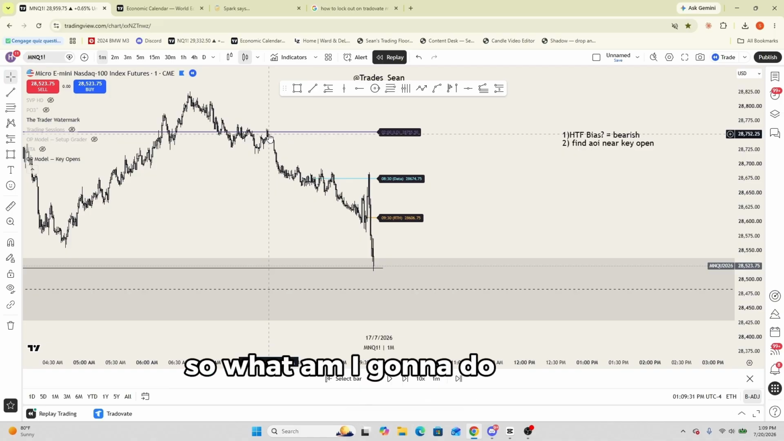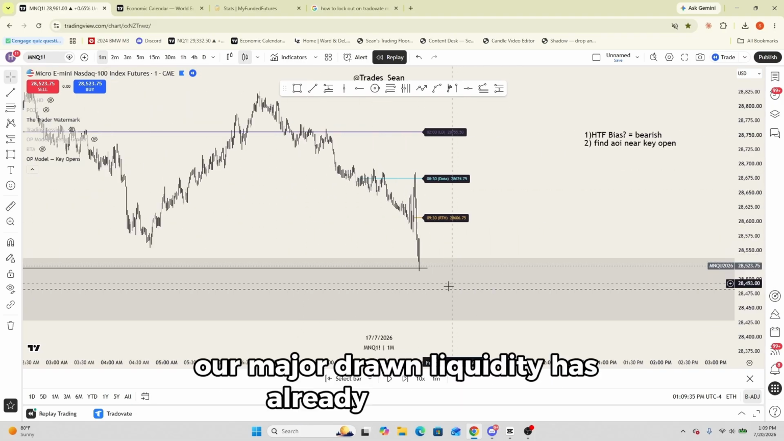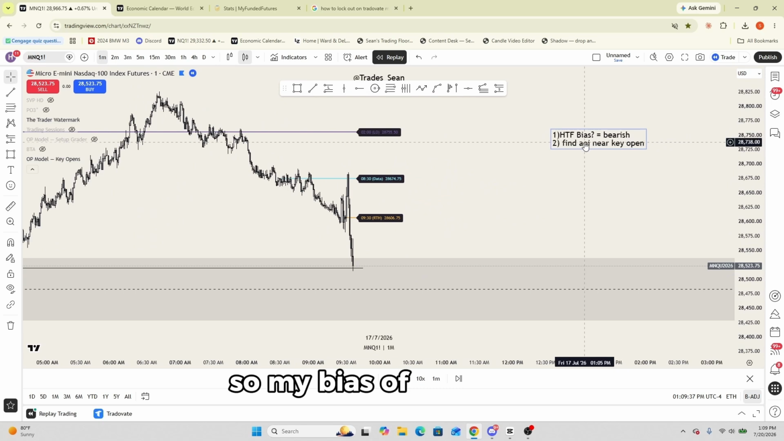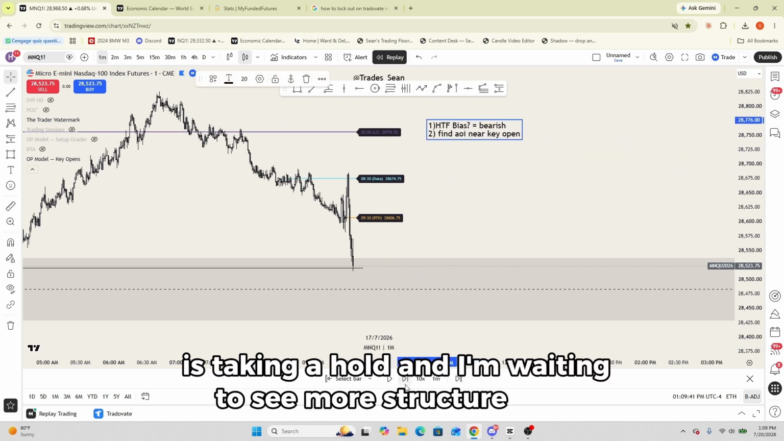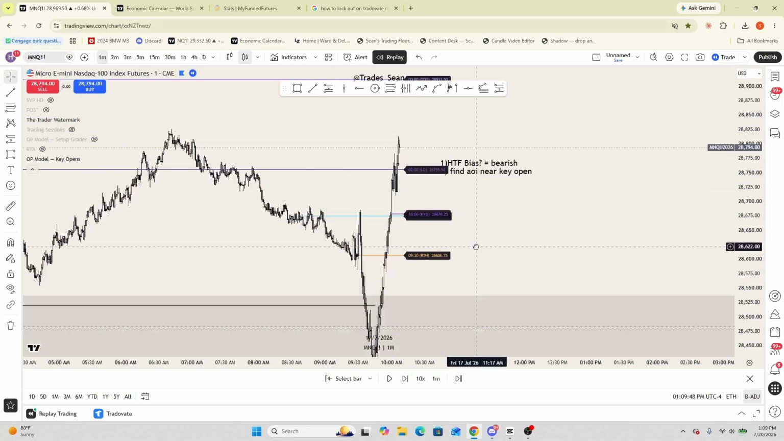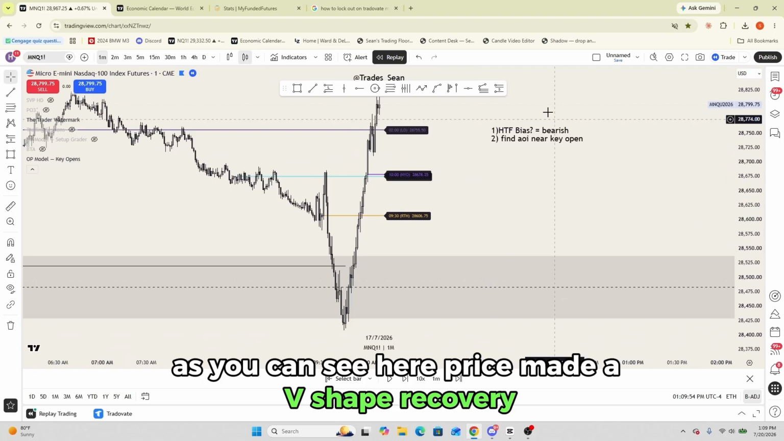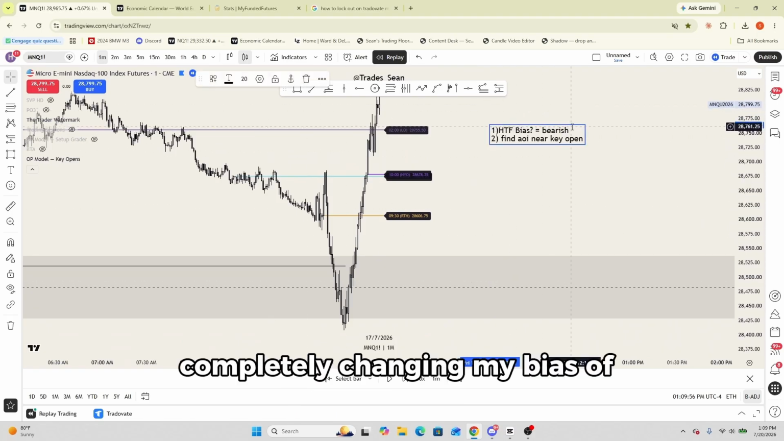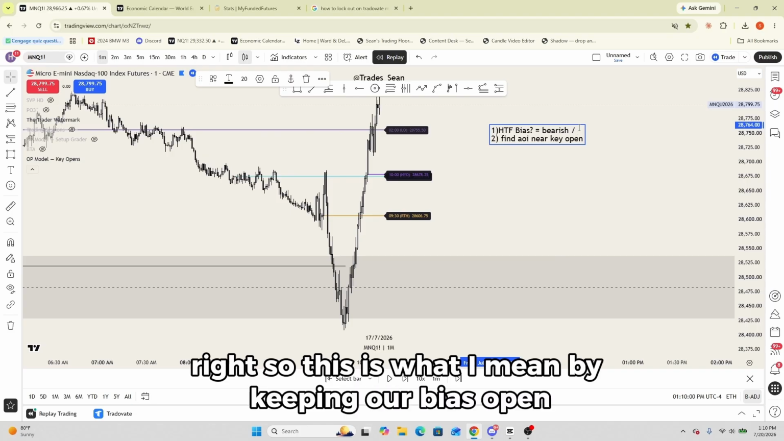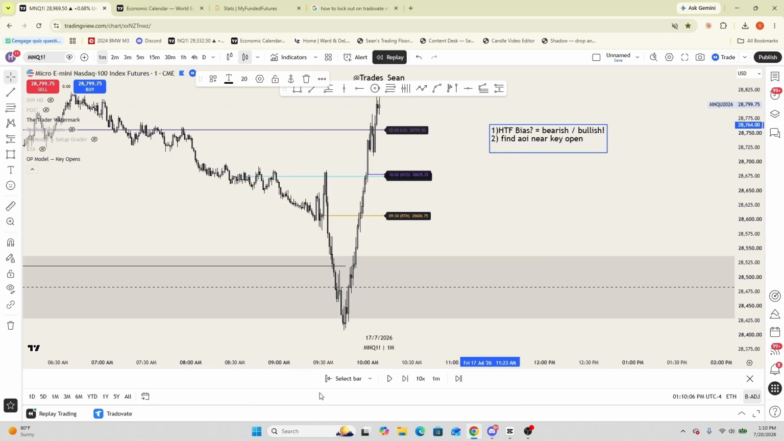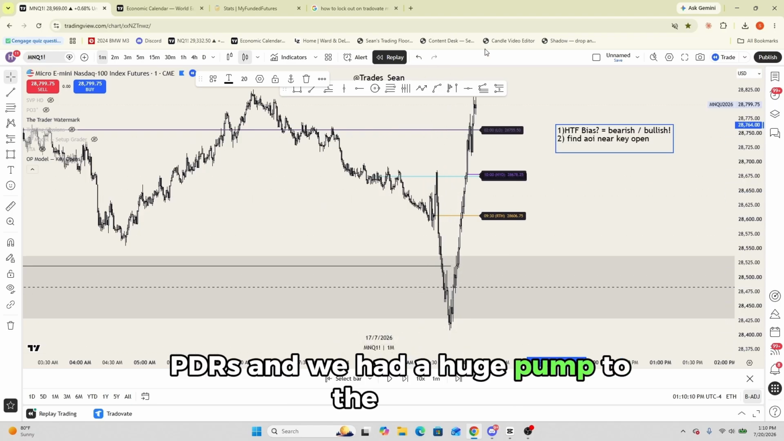So what am I going to do now is I am just going to simply wait. Our major draw on liquidity has already been swept. So my bias of going short is taking a hold and I'm waiting to see more structure build. As you can see here, price made a V-shaped recovery, completely changing my bias of shorts. Right. So this is what I mean by keeping our bias open. Now I'm looking for longs. We are delivering off of these high time frame PD arrays, and we had a huge pump to the upside.